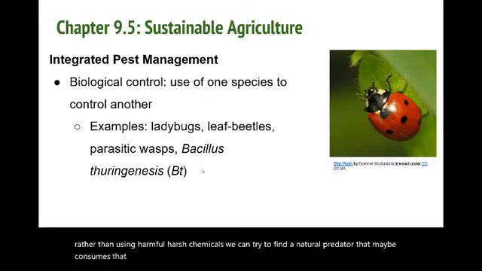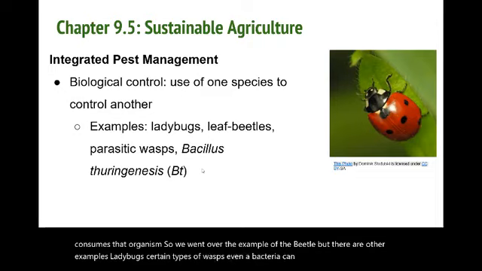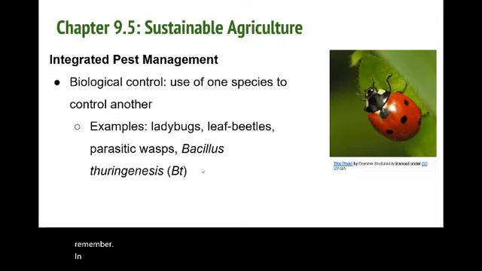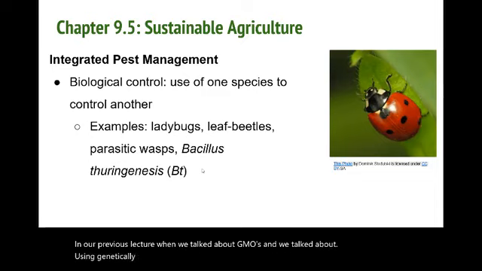So we went over the example of the beetle, but there are other examples: ladybugs, certain types of wasps, even a bacteria can be used. If you remember in our previous lecture when we talked about GMOs and using genetically modified organisms, we can also sometimes introduce a strain of bacteria.